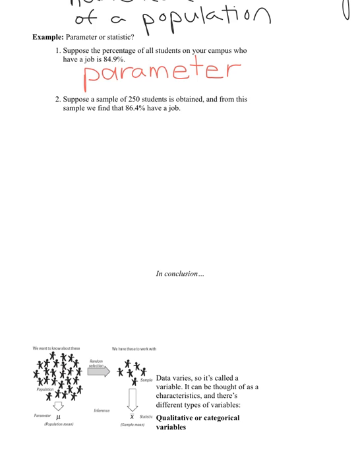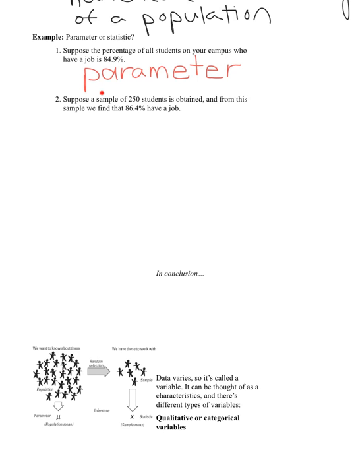Let's look at the next one. Suppose a sample of 250 students is obtained, and from the sample we find that 86.4% have a job. Okay, so we would want to know, is this 86.4% a parameter or statistic? What's the key word?